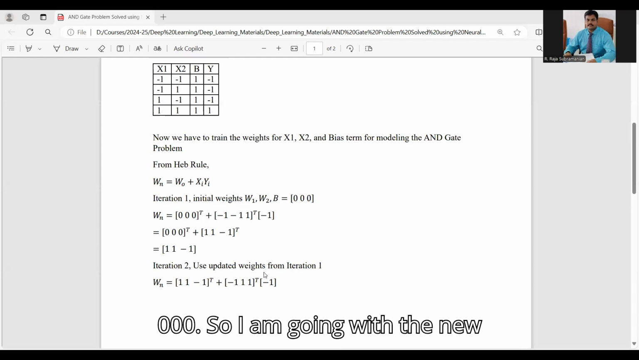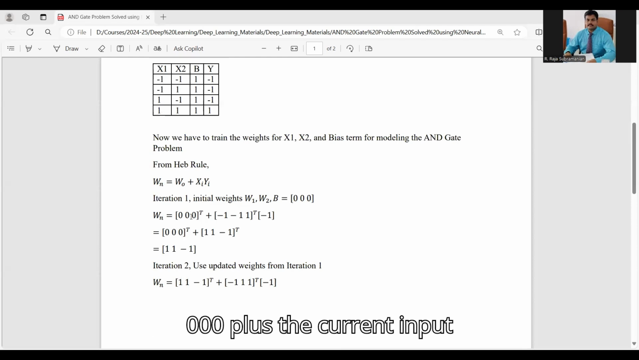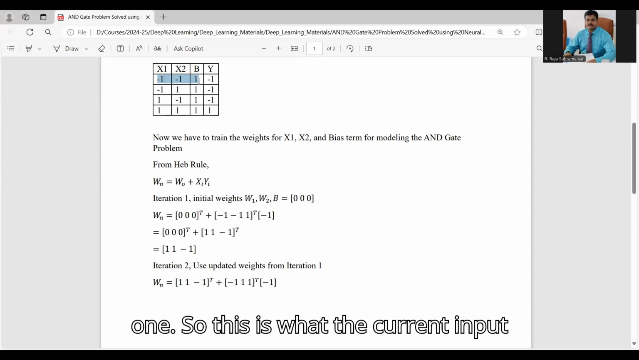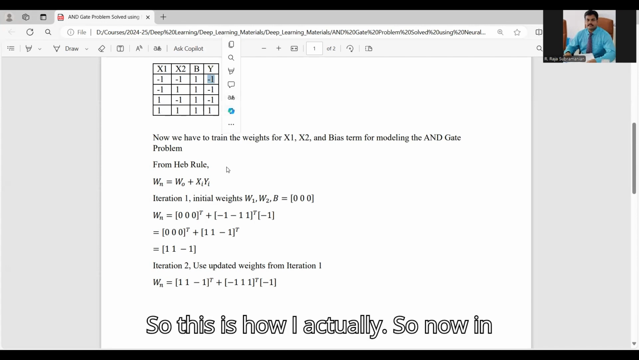So I'm going with the new weight equal to the current weight, which is 0, 0, 0, plus the current input I have, which is -1, -1, 1. So this is the current input, and the current output is -1. So this is how I actually move.